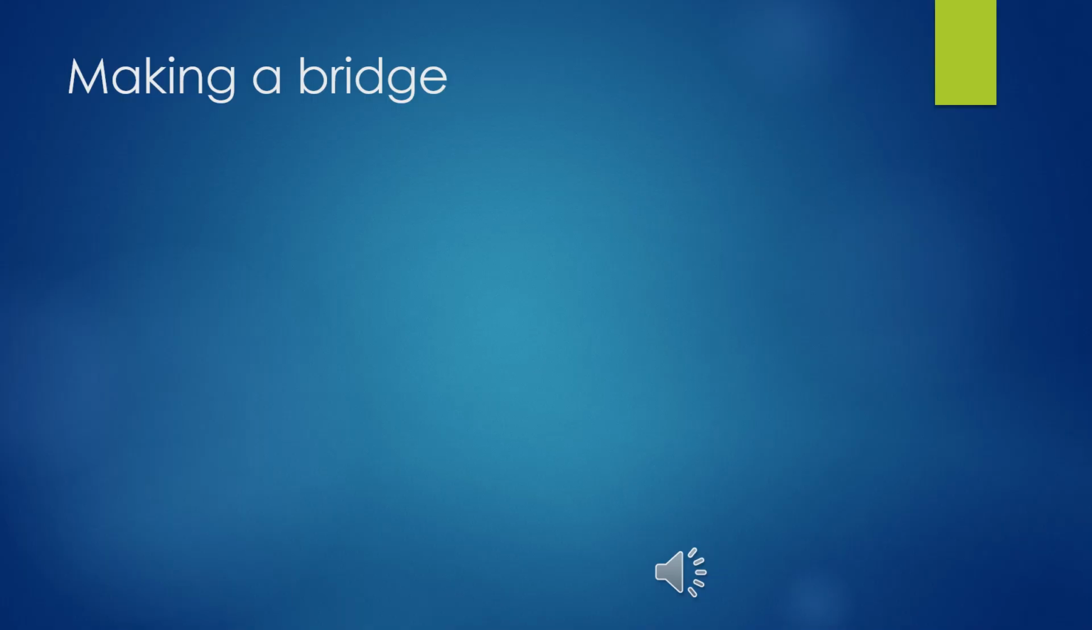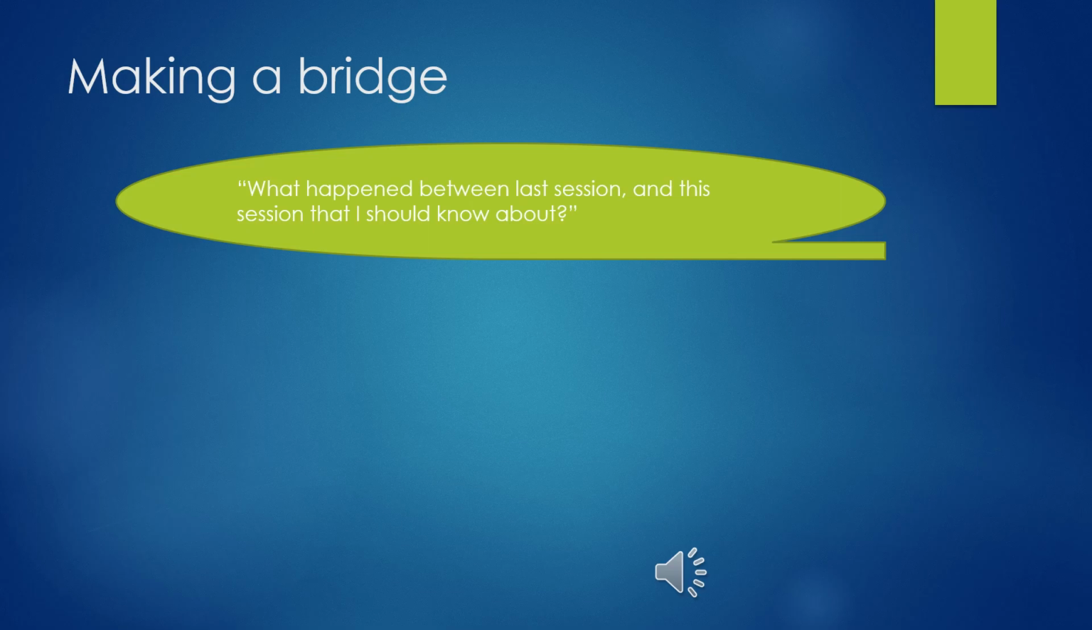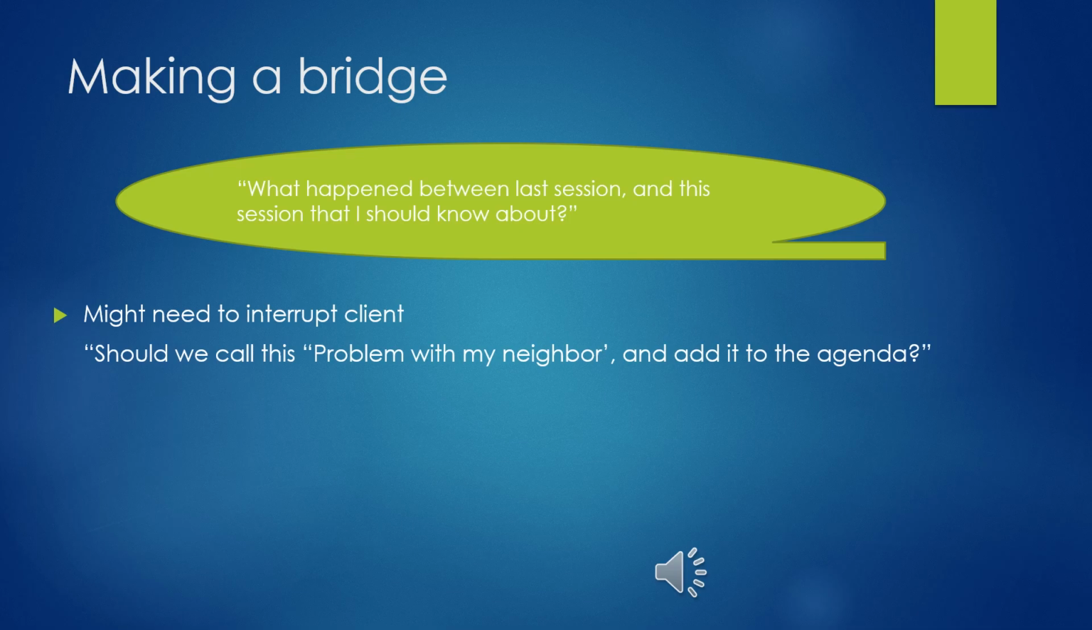So how do you make a bridge? Basically, you're going to ask your clients what happened between last session and this session that I should know about. It's possible that your clients might go on and on, talking about what happened to them, so you might need to interrupt your client. If they start getting into specific problems, you can gently interrupt and say, should we call this a problem with my neighbor, and then add it to today's agenda.